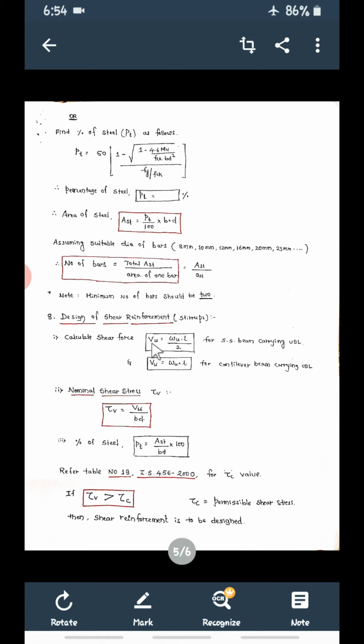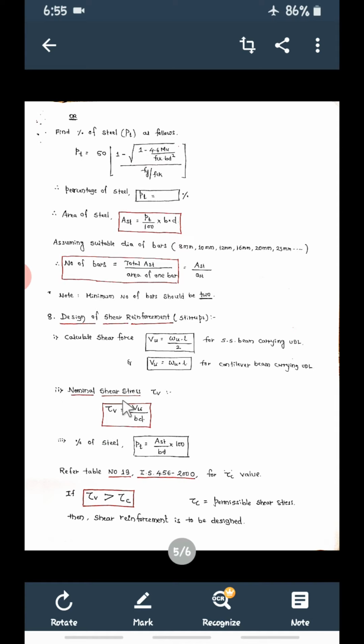So shear force at the support of a simply supported beam is equal to WL by 2. You have to calculate using this equation the shear force at both supports, WL by 2, where W is the total load and L is the effective span, divided by 2, we will get V. Capital V means shear force. Vu means ultimate shear force or factored shear force. Vu is equal to WuL by 2 for a simply supported beam, or if it is a cantilever, it is Wu into L. From this you can calculate the shear force.